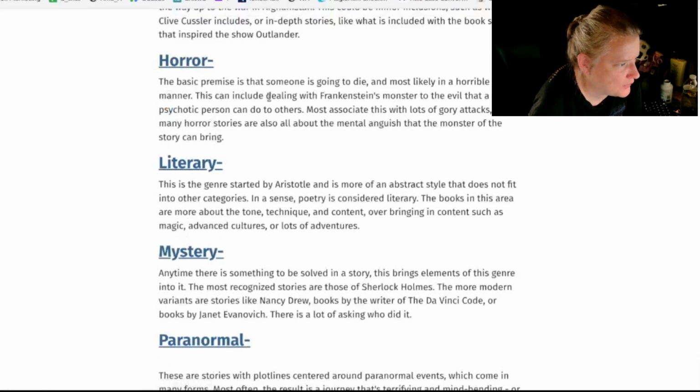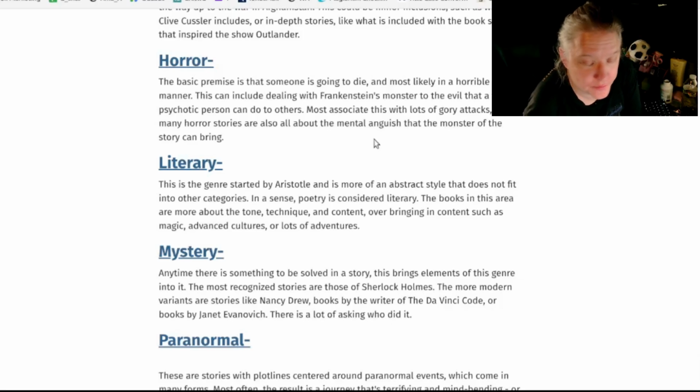Horror. The basic premise is that someone is going to end them. Someone is going to be ended, and most likely in a horrible manner. This can include dealing with Frankenstein's monster to the evil that a truly psychotic person can do to others. Most associate this with lots of gory attacks, but many horror stories are also all about the mental anguish that the monster of the story can bring.